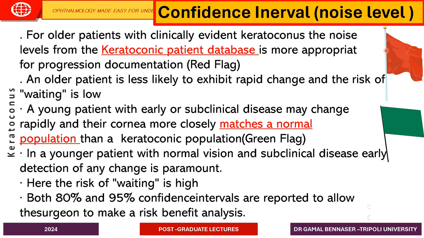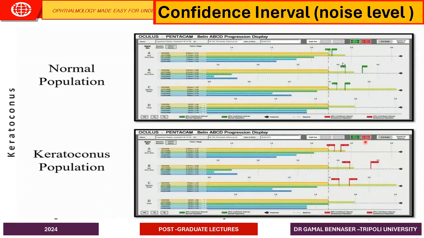Now, if your patient is a young patient with a subclinical disease or forme fruste keratoconus, and the risk of progression is high, in these patients we compare them with the normal population, which is flagged with the green flag. And the same thing, if they cross the confidence interval beyond 80 to 95%, it is regarded as a progression. So the importance of this is to document clinically significant progression at whatever layers of the cornea, the anterior surface or posterior surface or the thickness of the cornea.